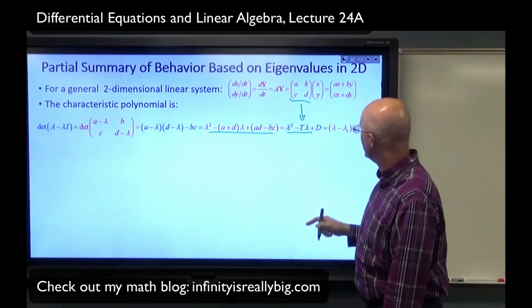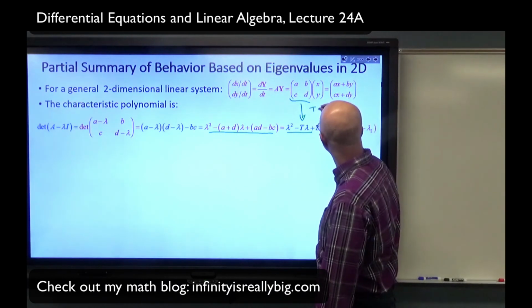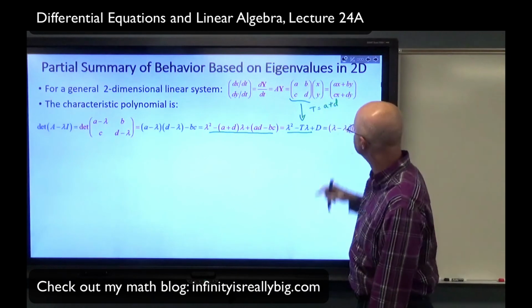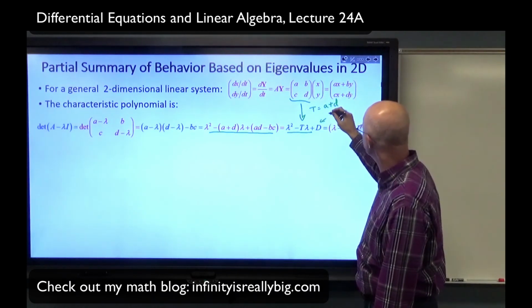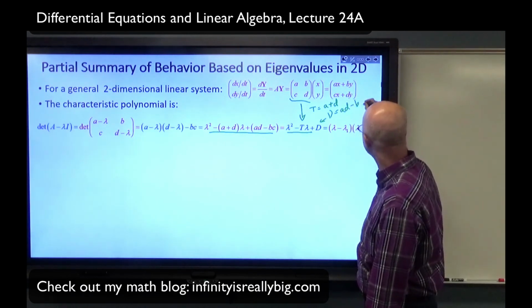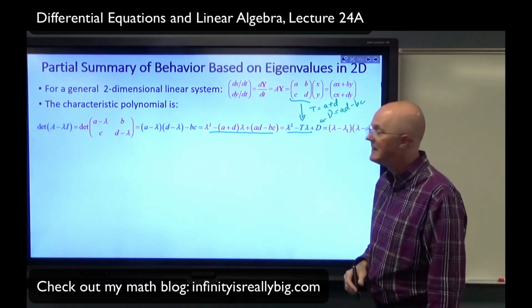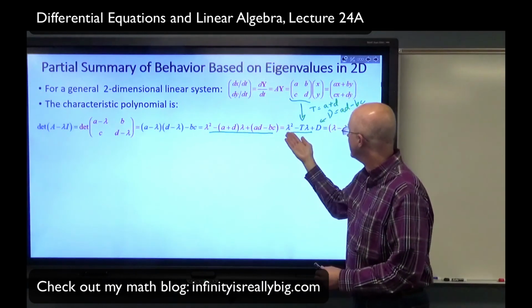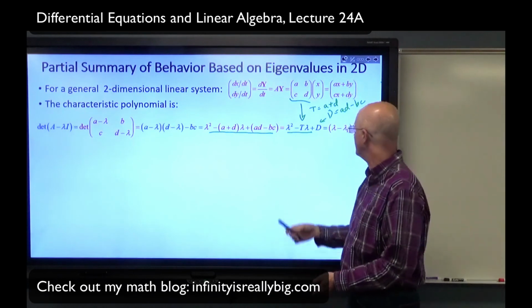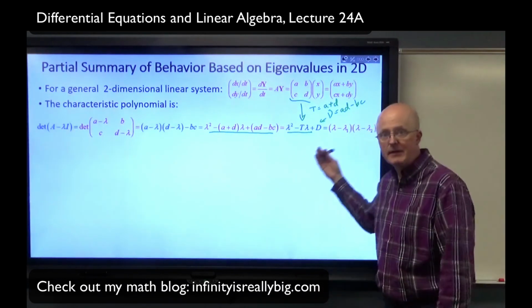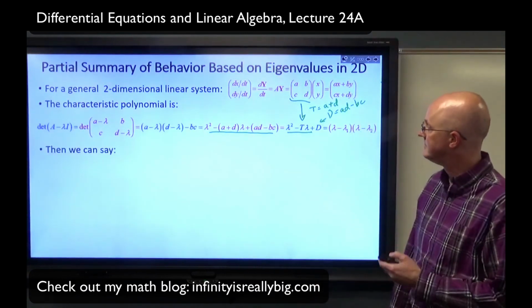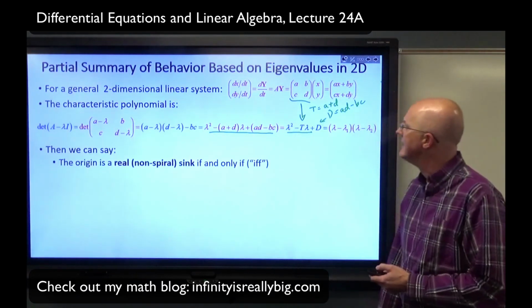T represents the trace of the matrix. T is A plus D. It's the sum of the numbers on the main diagonal. And D is the determinant of the matrix. D is AD minus BC, the determinant of a 2 by 2 matrix. You can see that here. We take lambda squared minus the trace times lambda plus the determinant. That will be the characteristic polynomial, which we, in theory, can always factor, but in practice that factoring can be difficult. Then we can say the following.